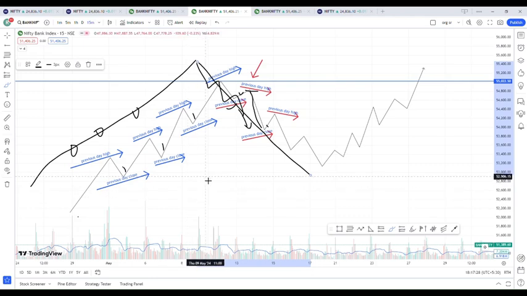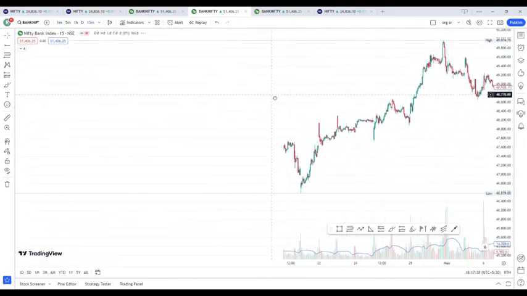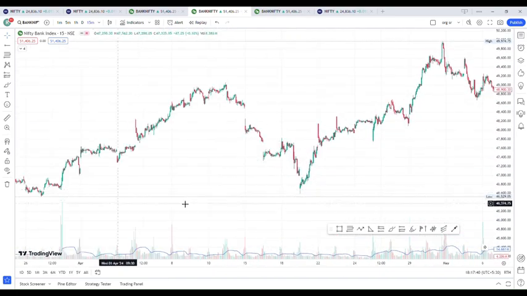So let's come here with examples, live examples of the chart. You will get a clear picture in the chart also. Let me come here.